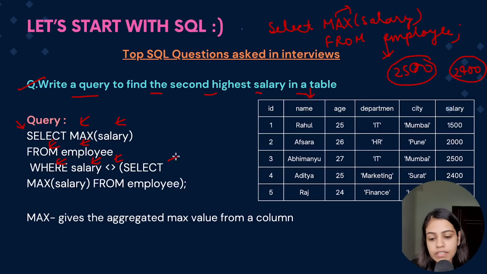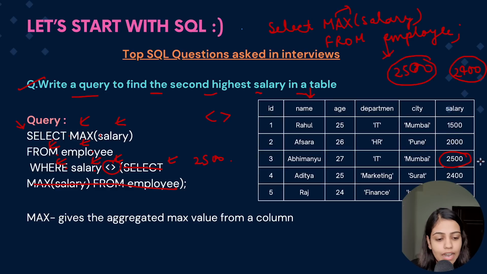So what is the subquery? Select max salary from employee. Now what is the max salary here? That is 2500. So this is our query after executing the subquery. Now we have to find the max salary from employee where salary is not equal to 2500. So we have to find the maximum salary here which is not equal to 2500.